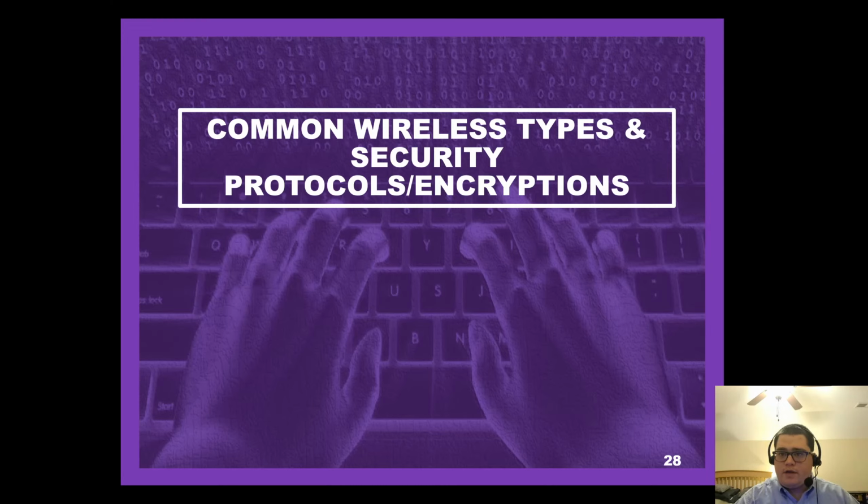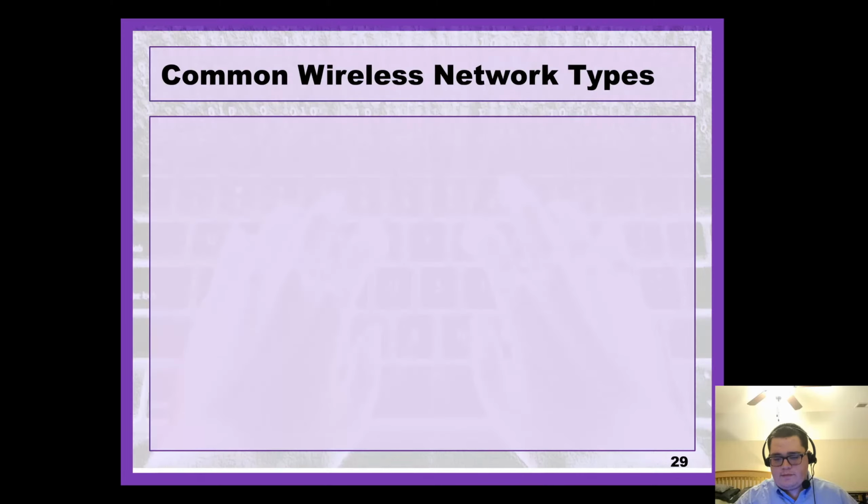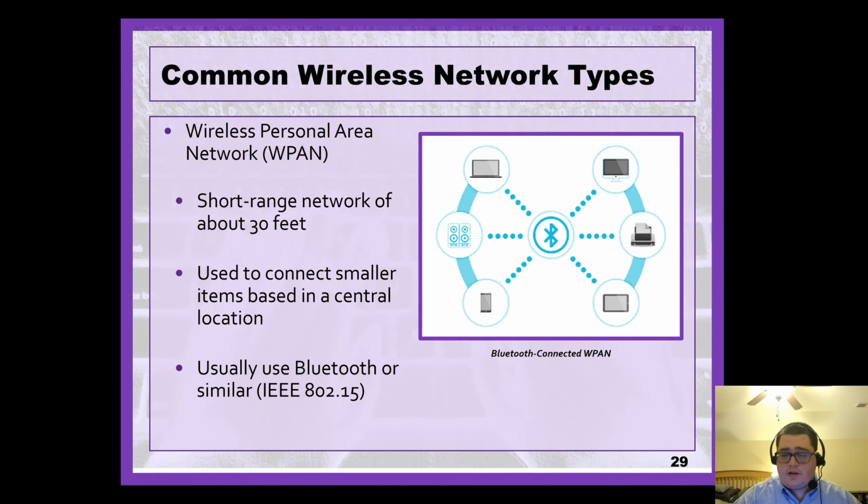And now we're going to cover a few common wireless network types and security protocols / encryptions. And these are going to go from smallest to largest, except for the last two. Last two are kind of unique. So the first one I want to cover is wireless personal area networks. These are a short range network of about 30 feet, and they're used to connect smaller items to typically a central location. This typically uses Bluetooth or a similar protocol such as IEEE 802.15, or they can use Zigbee, etc.